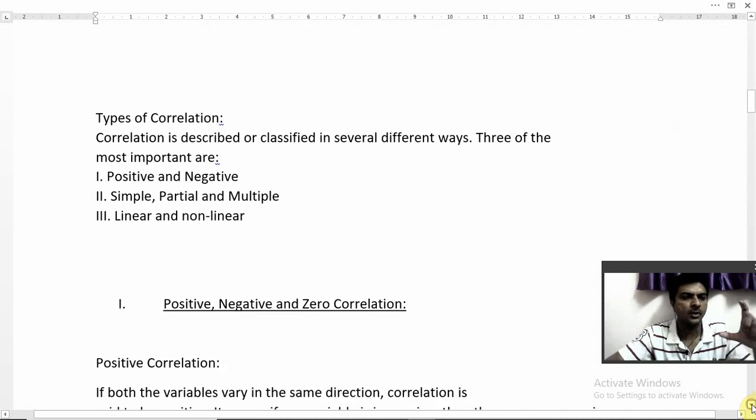So here are the very important types of correlations. Please remember this one, there are only three types. It describes how it is classified. The first type is positive and negative. The second type is simple, partial and multiple. The third one is linear and non-linear.